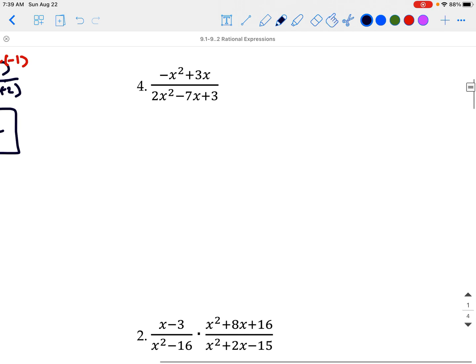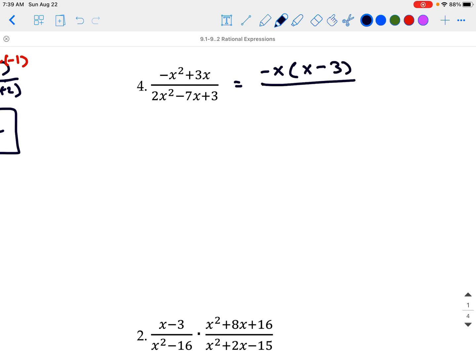Number 4, we've got... can factor out a negative x, and that might make our expression look a little bit different. And so we'll get x minus 3 when we factor. And then in our denominator, looks like we're going to need 2x and x, and we need to get negative 7 in the middle. So I think negative 3 and negative 1 are going to work here, and they do. So again, we'll note x is not equal to a half or 3.